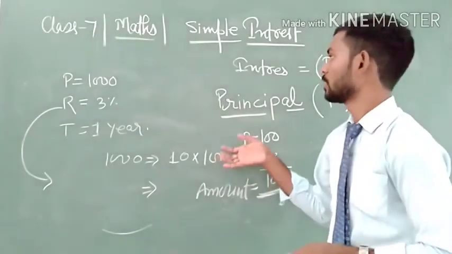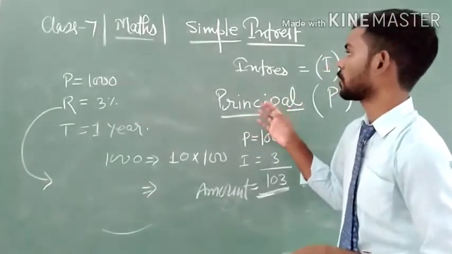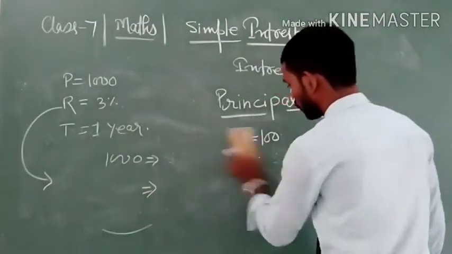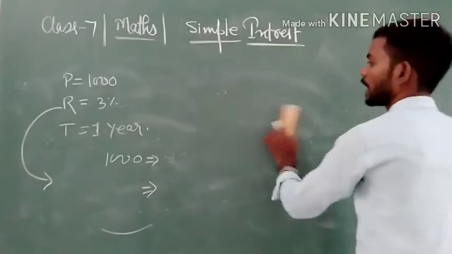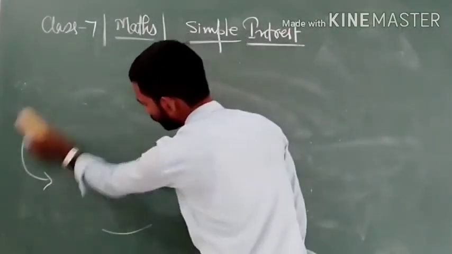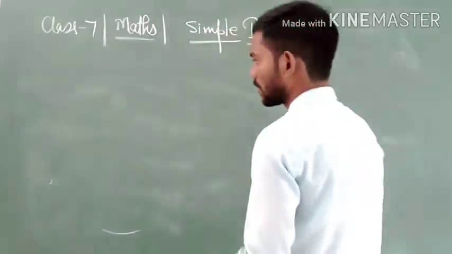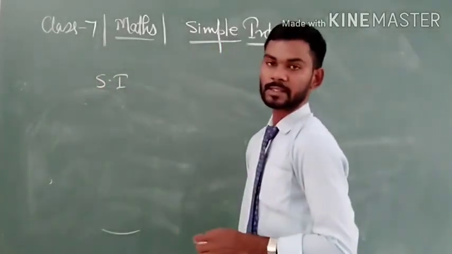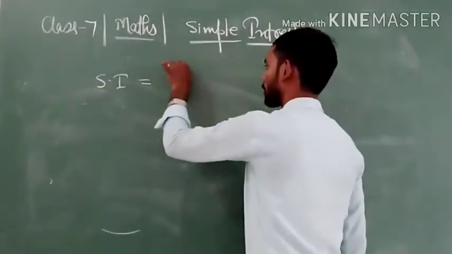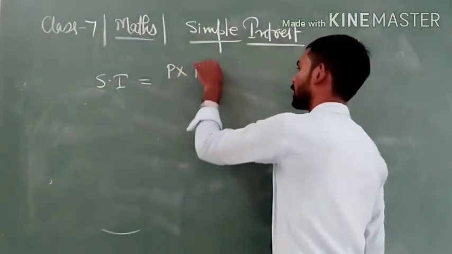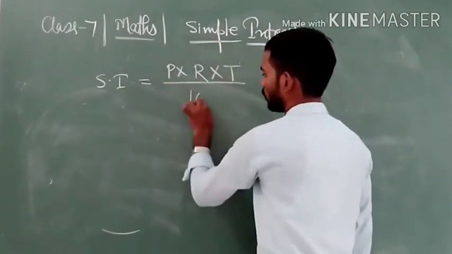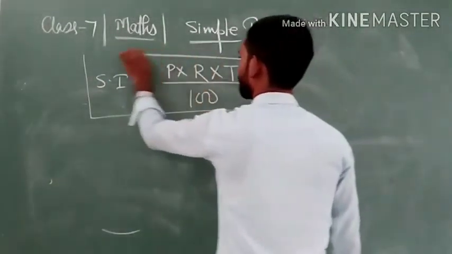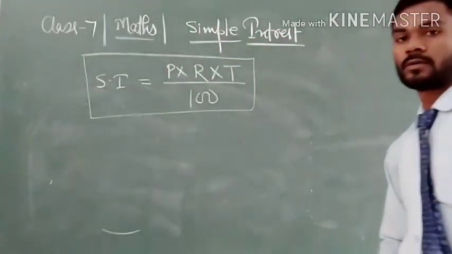We have a formula in order to solve problems, so please write down the formula to solve questions based on simple interest. Simple interest can be written as SI, and this will be equal to principal multiplied by rate multiplied by time, upon 100. This is required for the solution of our questions.